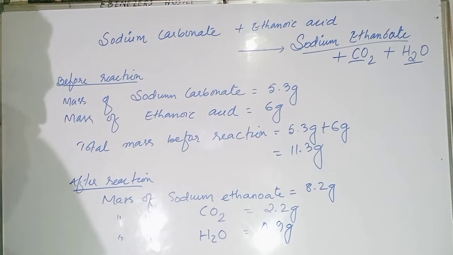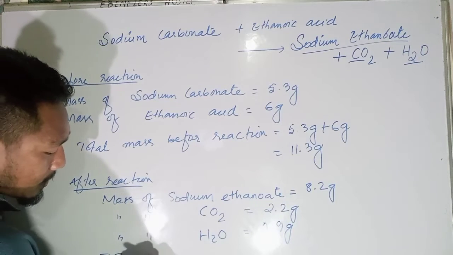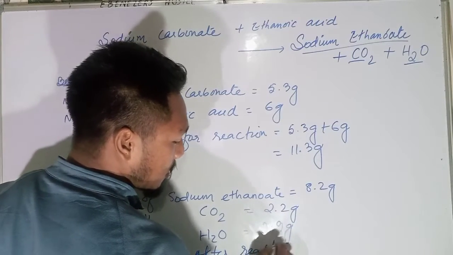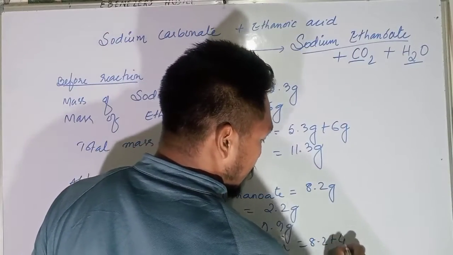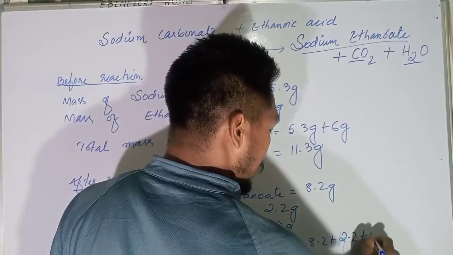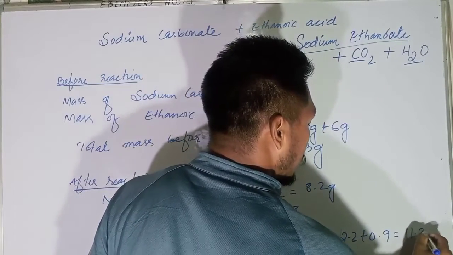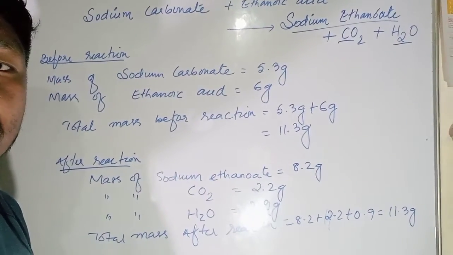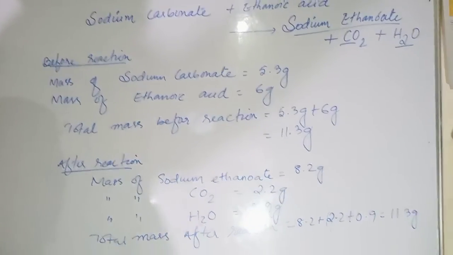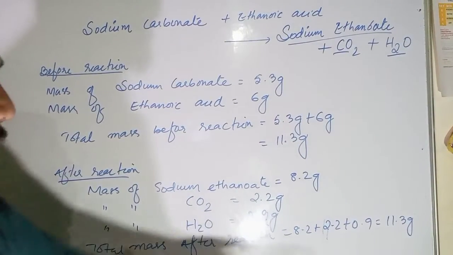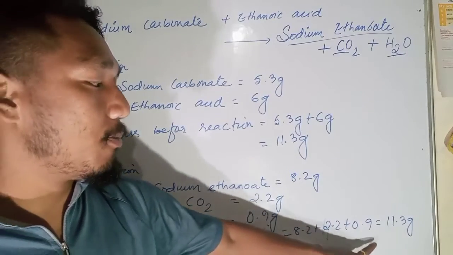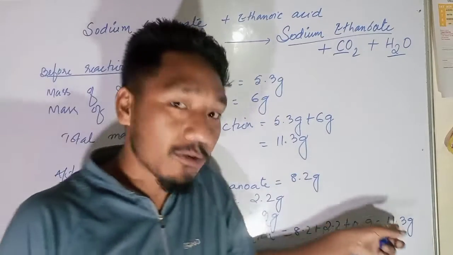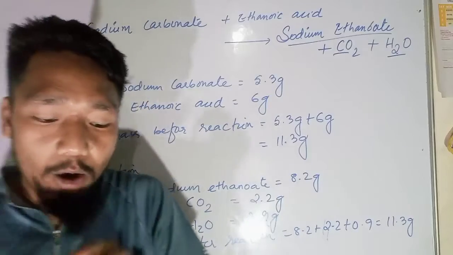Now, total mass after reaction is what? Sum of all this. That is the sum of 8.2 plus 2.2 plus 0.9. What is the answer? 11.3 gram. You see? Total mass after reaction, what does it say? 8.2 plus 2.2 plus 0.9 is equal to 11.3. Before reaction it is 11.3 and after reaction it is also 11.3. That is what proves the law of conservation.